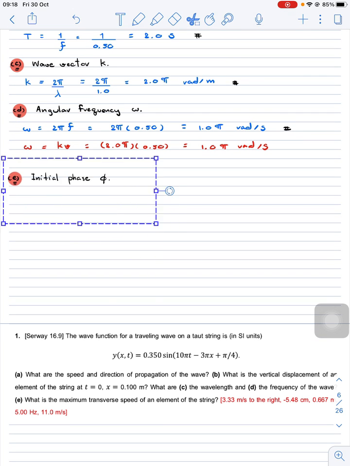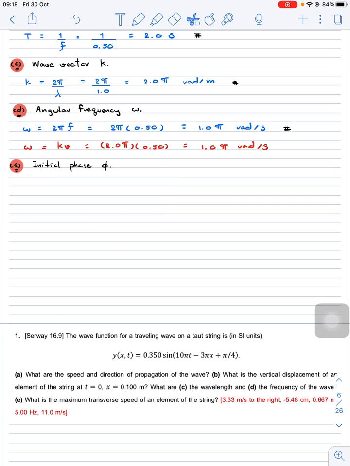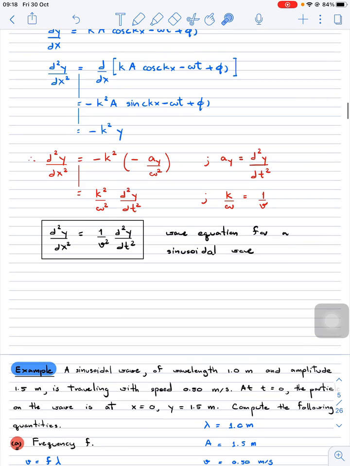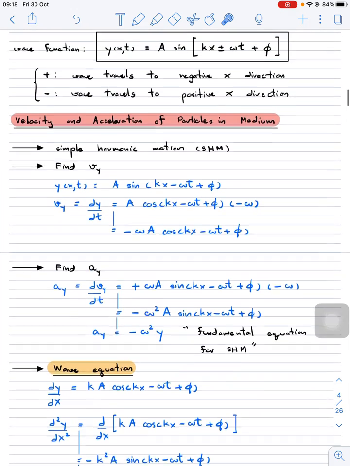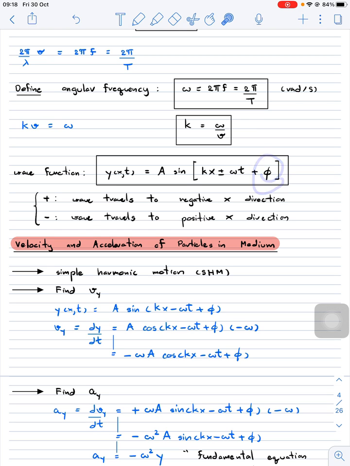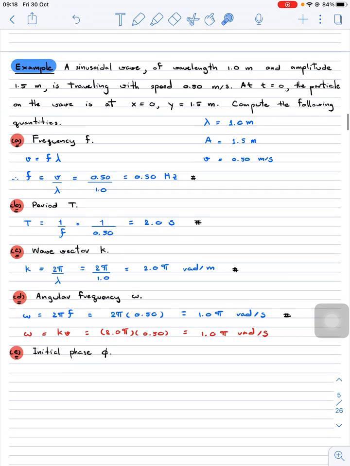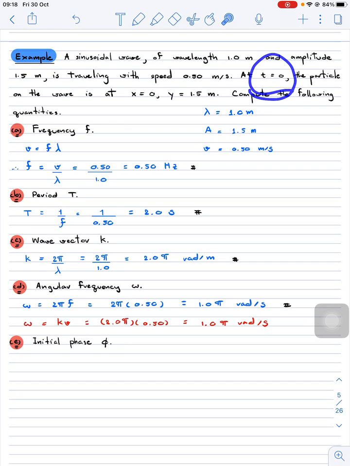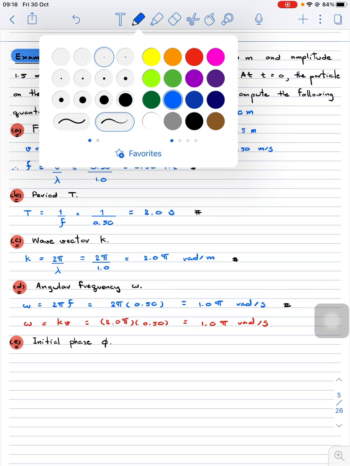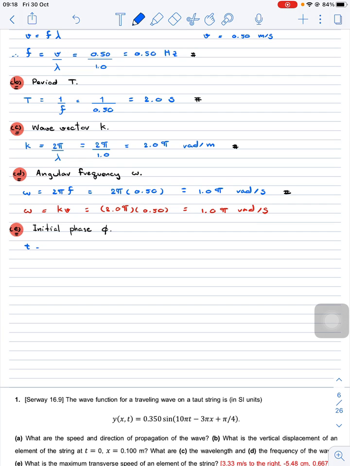So now finally for the initial phase, phi. As I mentioned before, if we want to solve for phi, then we need to know the initial conditions. But we know it already. It said that when time equal to 0, x equal to 0 and y equal to 1.5 meter.